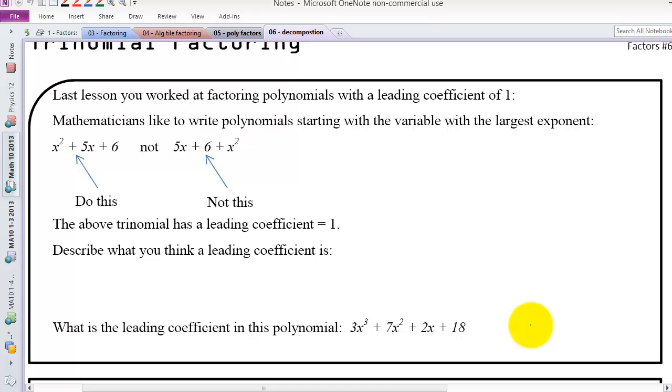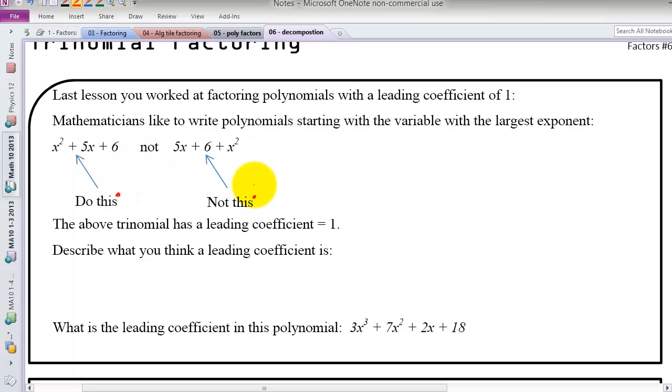Hi there. Last lesson we were looking at factoring polynomials that had a leading coefficient of 1, and I didn't go into too much detail about what that really means, so I thought I'd start off with what it means to have a leading coefficient of 1. First of all, we can write polynomials in many different ways. Here's two examples.